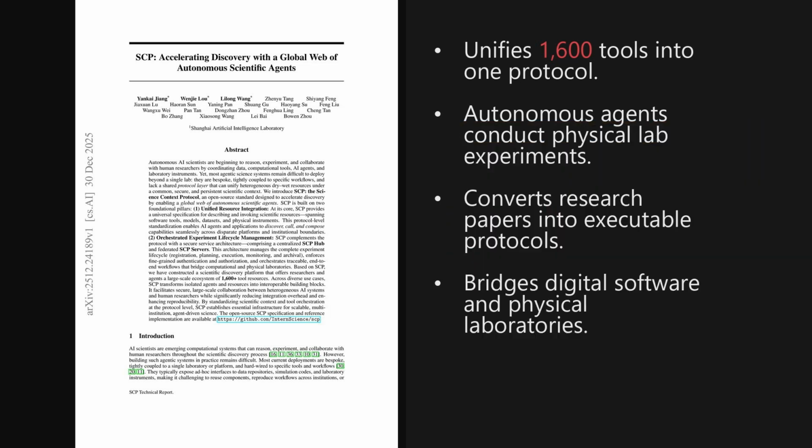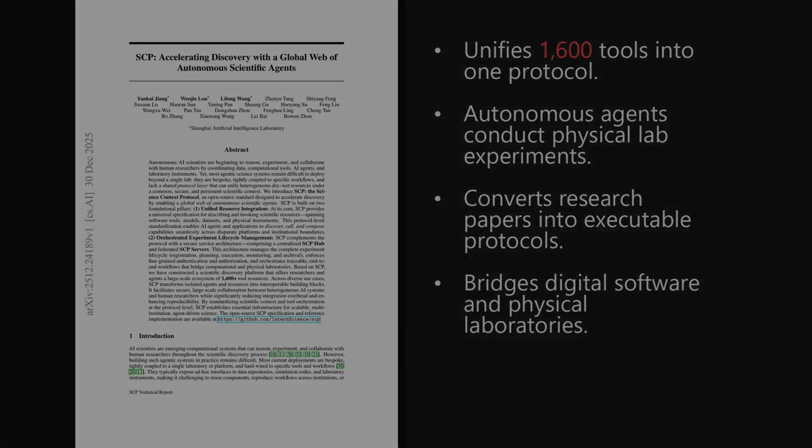I'm Alex. Today we're looking at a paper trending on X, published on December 30th, 2025, about 5 days ago. It introduces the Science Context Protocol, an open-source standard that unifies over 1,600 scientific tools into a single collaborative ecosystem for autonomous agents. The paper is titled SCP, Accelerating Discovery with a Global Web of Autonomous Scientific Agents. And as we'll see later, the platform enables AI agents to autonomously design and execute complex experiments, bridging the gap between computational models and physical laboratories.